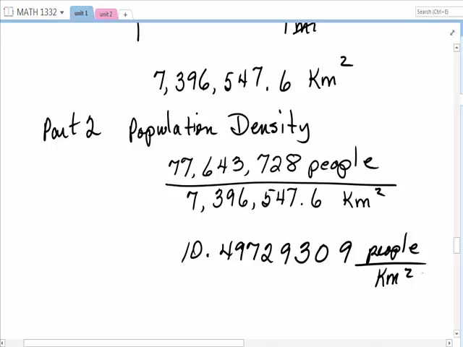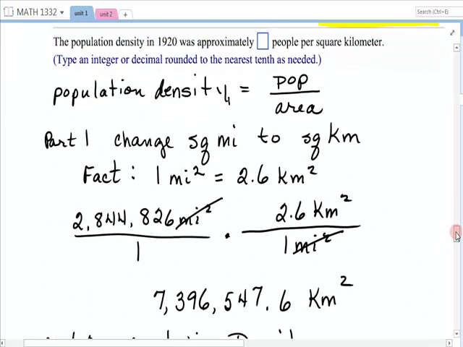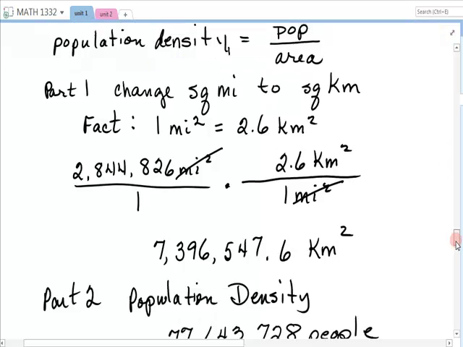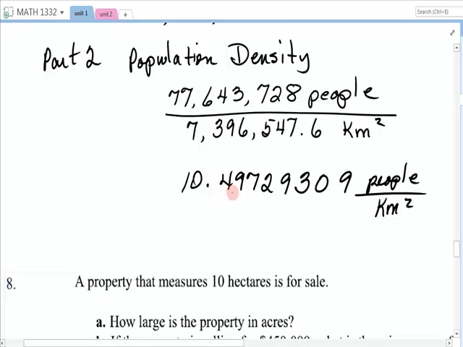And my instructions said round to the nearest tenth. There's my tenths place, which is a 4. What does that 9 tell you to do? Round it up. So this is approximately 10.5 people per square kilometer. That's the density of the population.